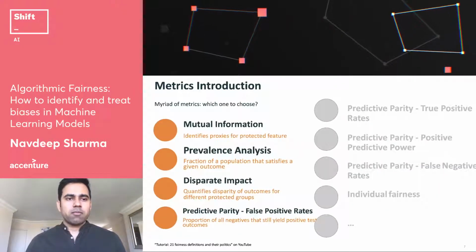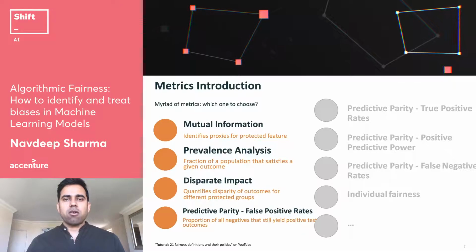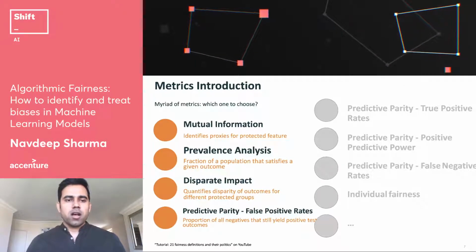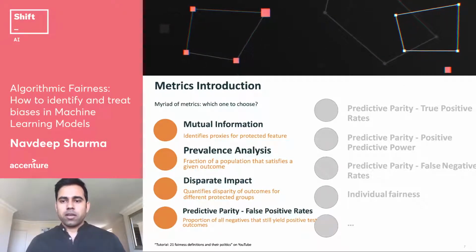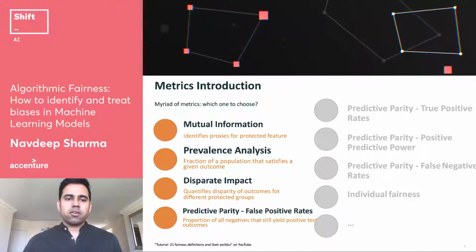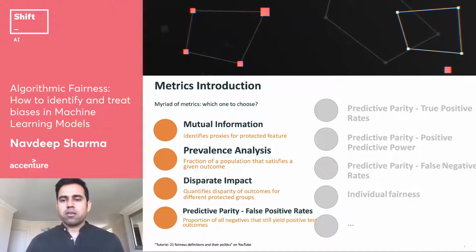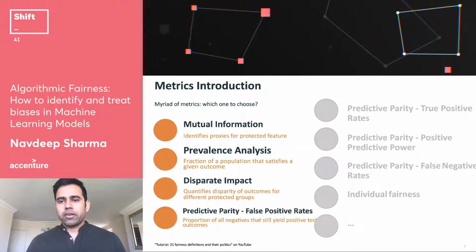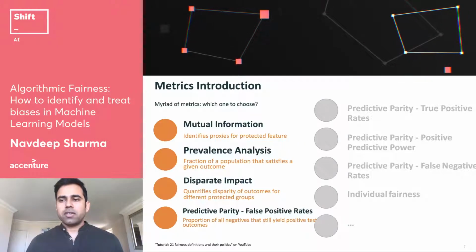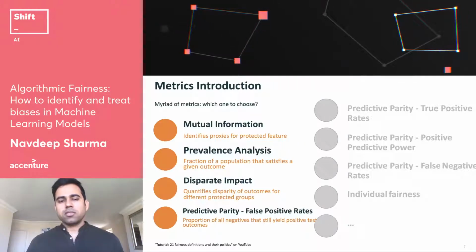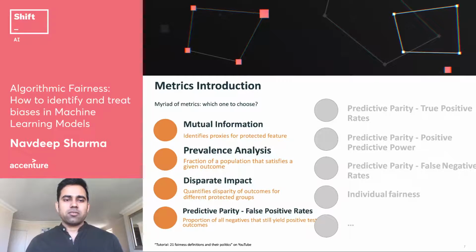Here are some of the key metrics that we used as part of our research and development phase. We'll go through each one of them in detail, but the ones in orange are the ones that we implemented, and on the right hand side the gray ones are the ones which we didn't implement. The decision was basically taken based on the use cases and popularity as well.